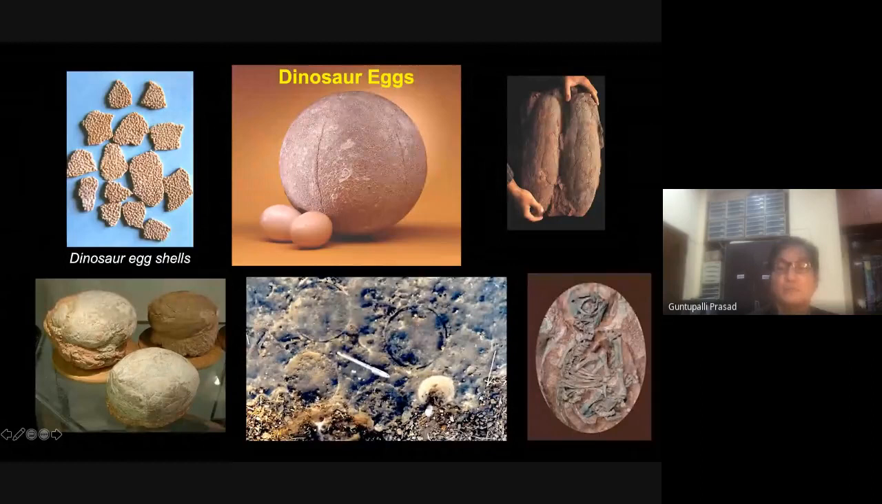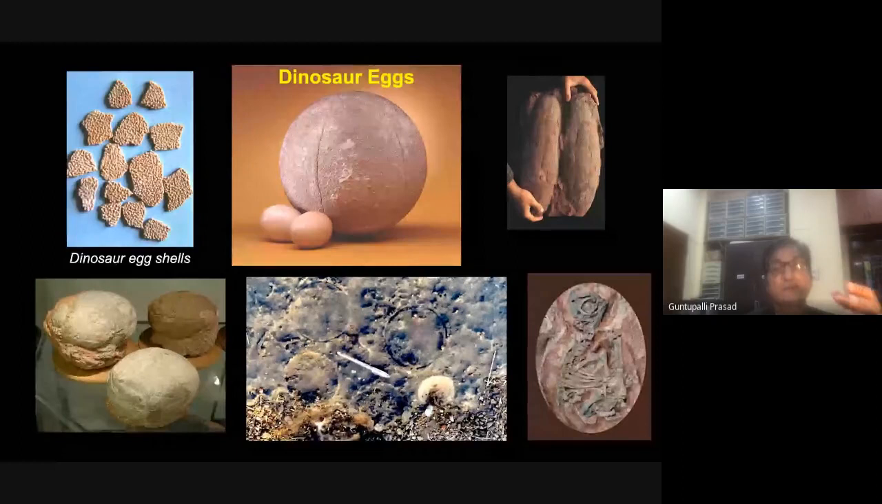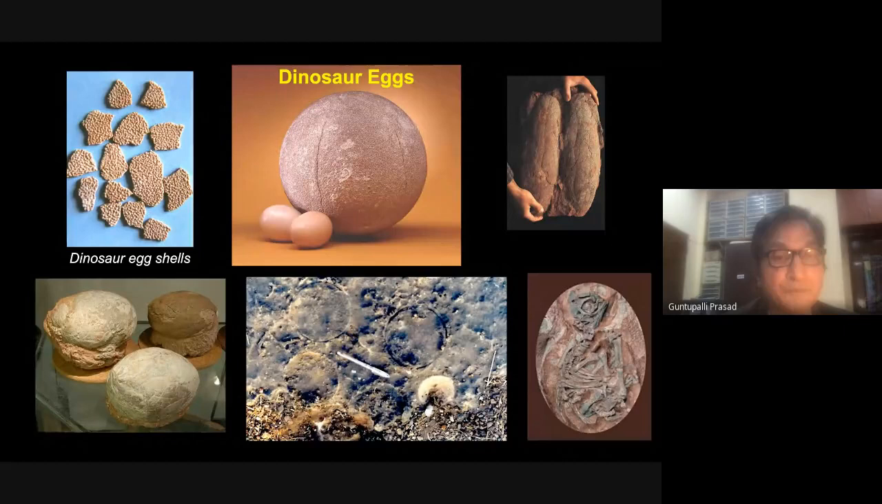So the skeleton, the hatchling, is preserved inside. And this is possible only by looking at these eggs under CT scanning or X-ray. You can see the presence of these things.